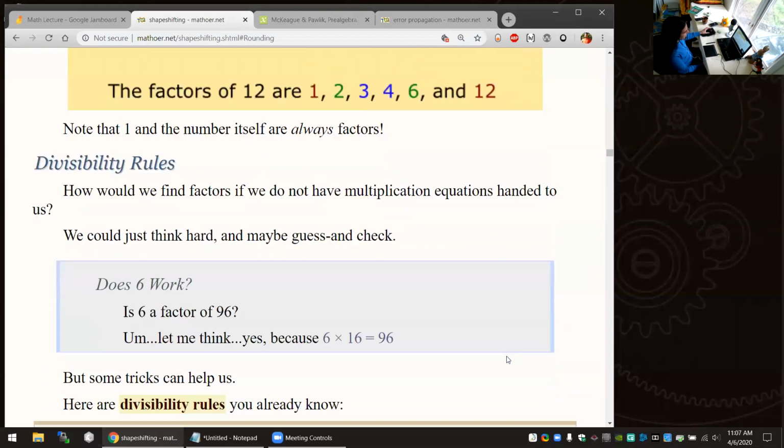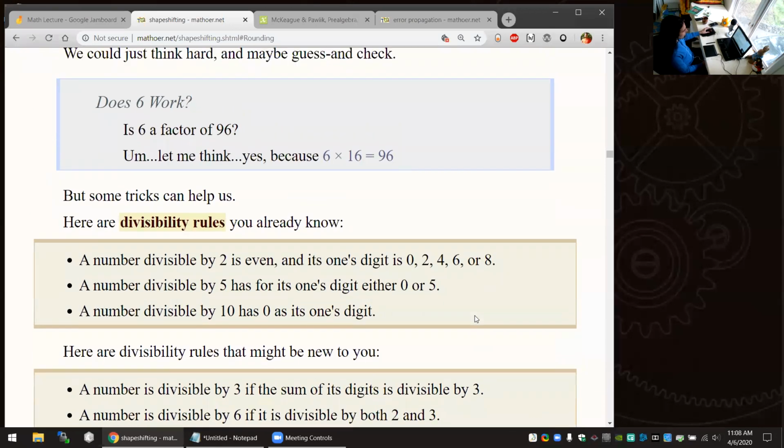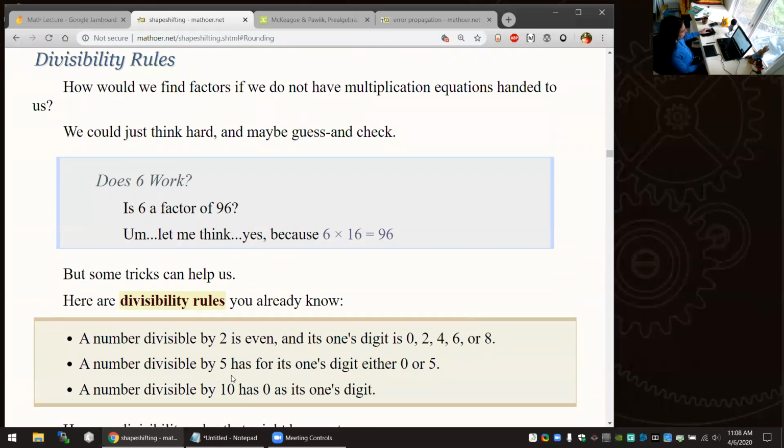Holler if I'm going too fast. So just like people were too often only taught one kind of division, people are too often only taught a limited amount of divisibility checks. So you probably already know these 3 at the bottom of my screen. A number is divisible by 2 if it's even, and by that we mean the ones digit is 0, 2, 4, 6, or 8. A number is divisible by 5 if its ones digit is 0 or 5, and a number is divisible by 10 if it ends in 0.